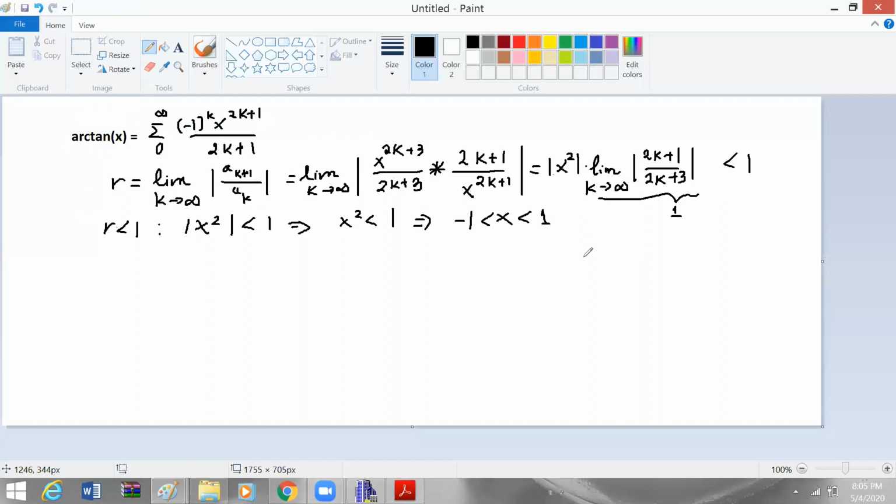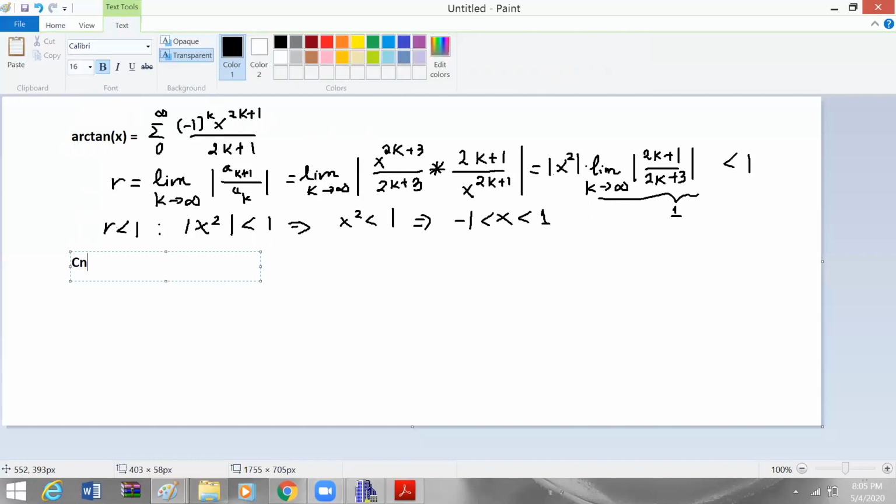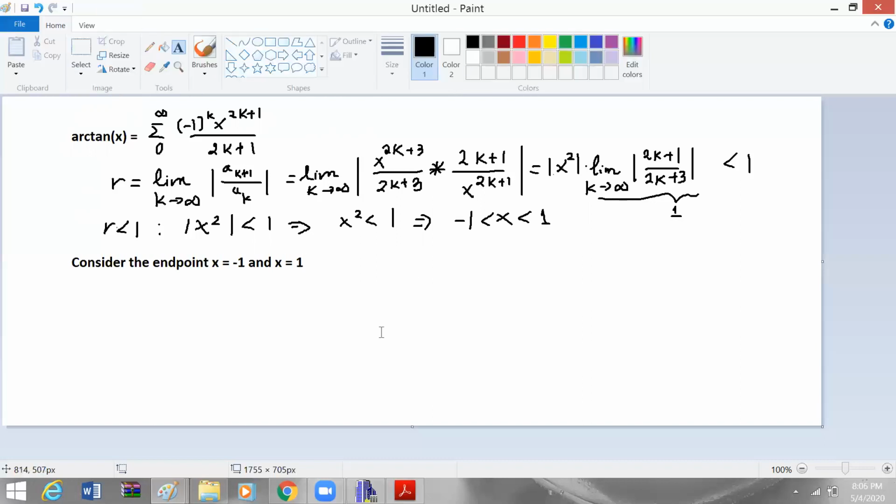Okay, and after that we can deal with the endpoints. Consider the endpoints for the arctangent when x equals -1 and x equals 1. Okay, so for that part, when x equals -1, what's going on for the entire series that goes from 0 to infinity.